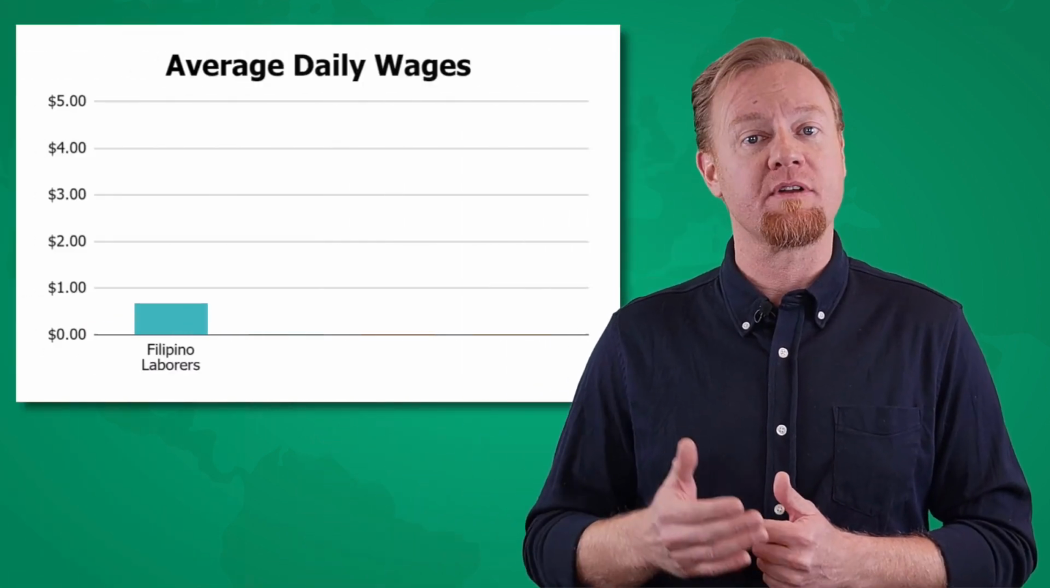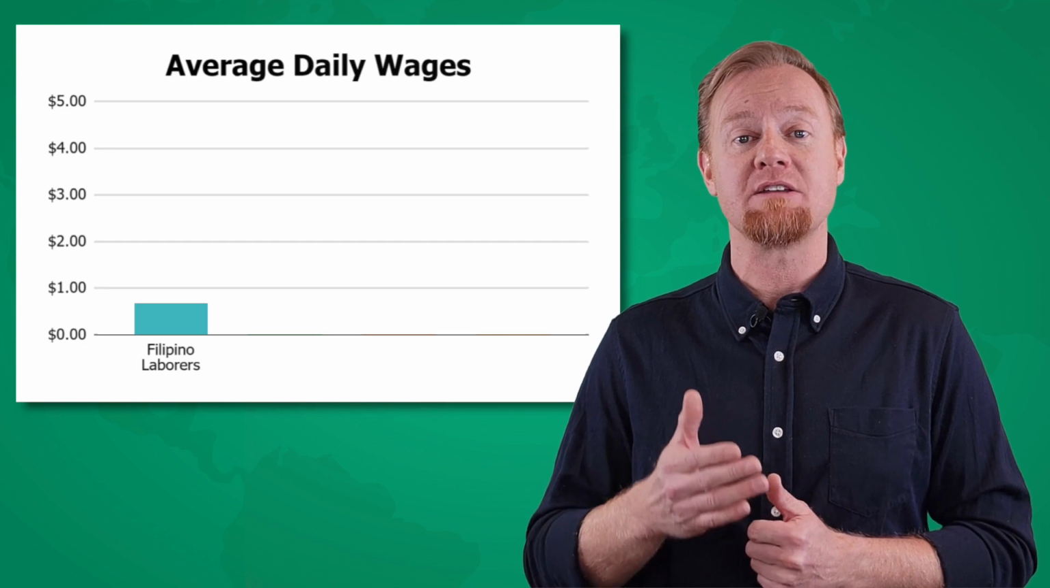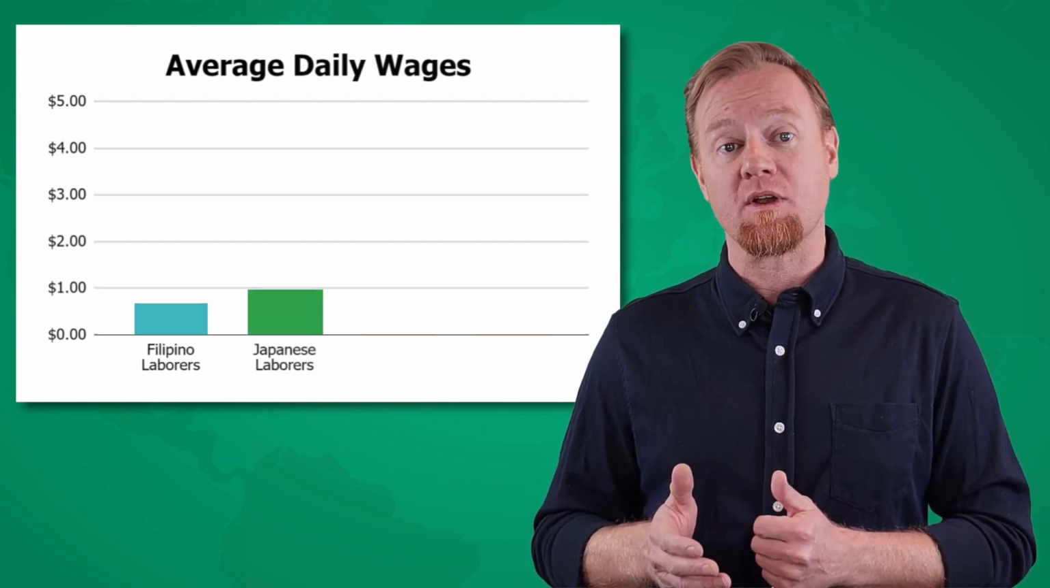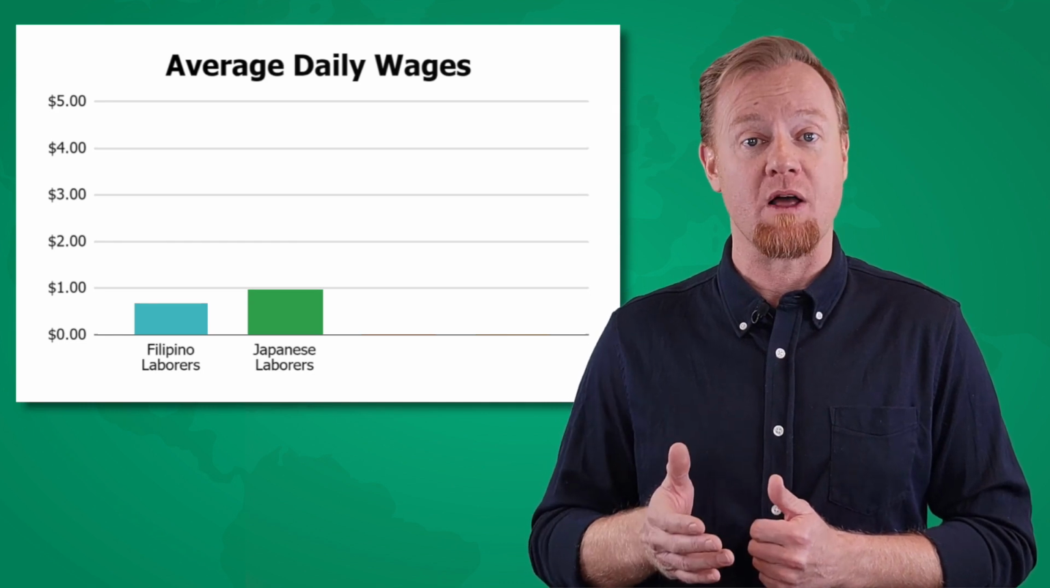Even if laborers of different nationalities did the same work, they were paid different rates. For example, Filipino plantation laborers who harvested sugarcane were paid an average daily wage of 69 cents, or about $23 today, while Japanese workers were paid 99 cents, or $34 today.